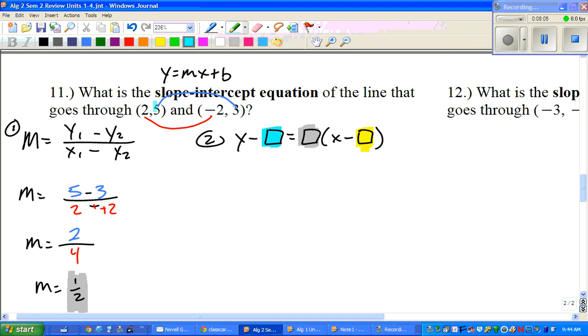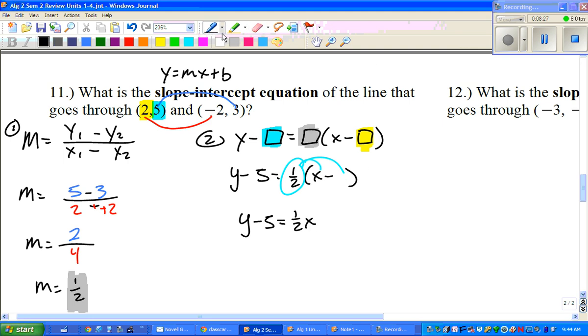And now the next thing we have to do is pick a point, and I'm going to use the (2, 5) because both of those are positive. So we get y minus 5 equals 1/2 times (x minus 1). We have to distribute. I'm sorry, that should have been a 2. I was going ahead and doing the next step already, which is negative 1. Okay? We have to solve for y, so we add the 5. y equals 1/2 x plus 4.